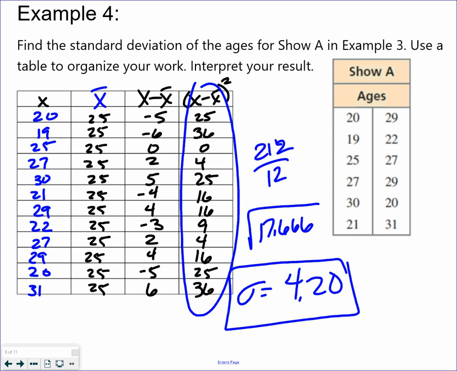What that means, when you interpret your results here, is that you're talking about, from normal, how much does your data vary? So again, your data, every standard deviation in this particular case is 4.20.